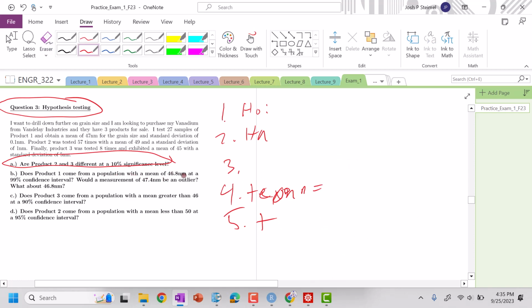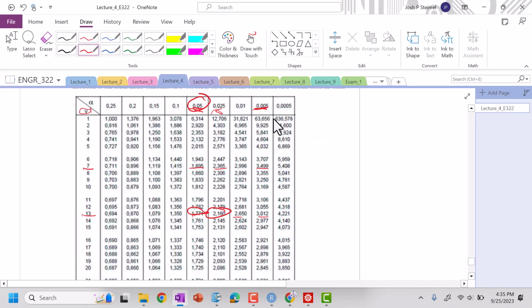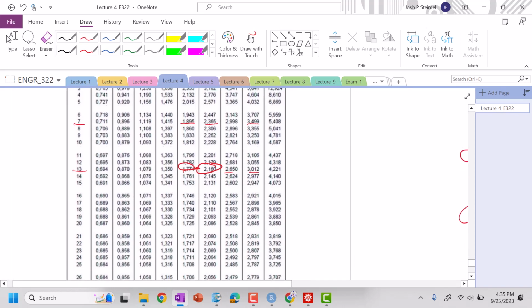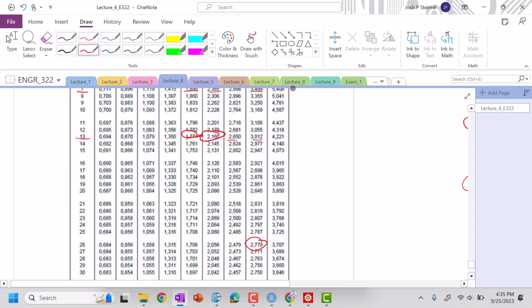Does product 1 come from a population with a mean of 46.8? Mu is not that. So we're at a confidence of 99, so our alpha is equal to 0.01, but it's alpha over 2, so we need to do 0.005. So t of 0.005. Our new population, product 1, means a nu of 26. We can find that right now. So 0.005 and then 26, that'll be right here: 2.779.